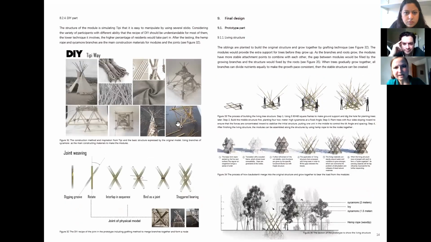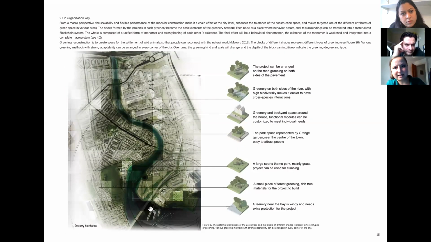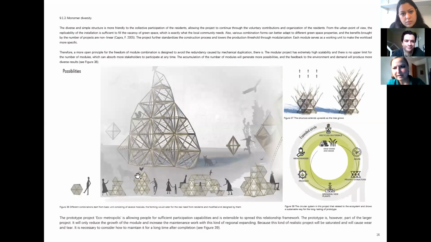So here he developed the prototypes, which are partly growing structure and partly non-living structure where you have different units and you are placing the units into the living structure to generate the habitat, multi-species habitats. And this is the analysis of how this system can reproduce across the city to generate cities' biocorridors and connect the different relationships of green spaces within the city.